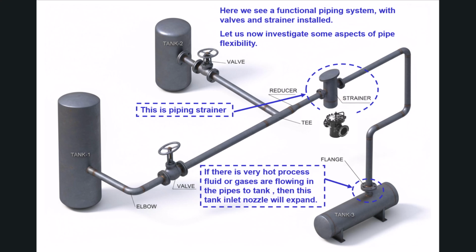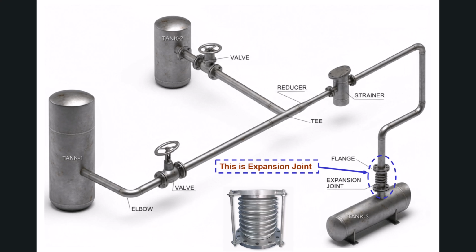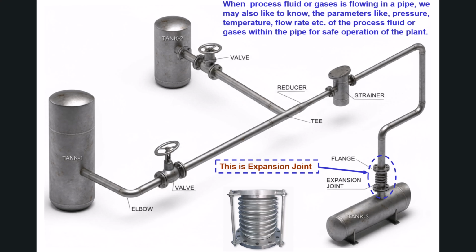If very hot process fluid or gases are flowing in the pipes to the tank, then this tank inlet nozzle will expand. In such cases, we need to fit a flexible pipe component at that location, which is called an expansion joint. This is an expansion joint.